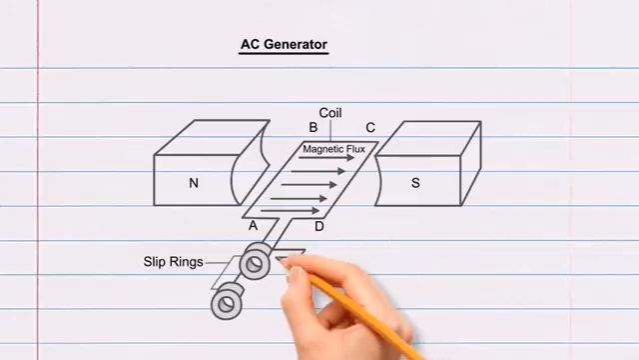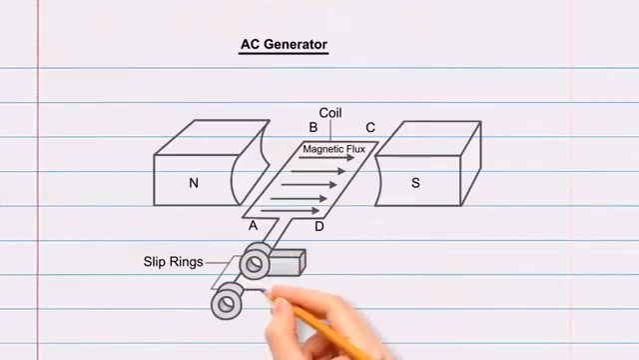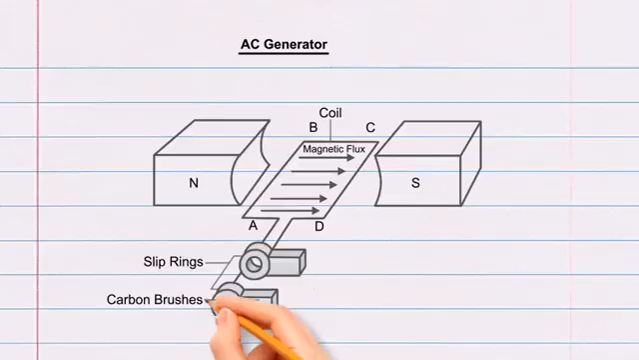At the right side of each cylinder, draw a rectangular block. Shade both the rectangles. Label the rectangular blocks as carbon brushes.